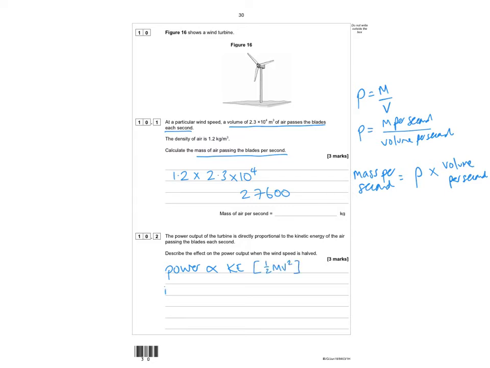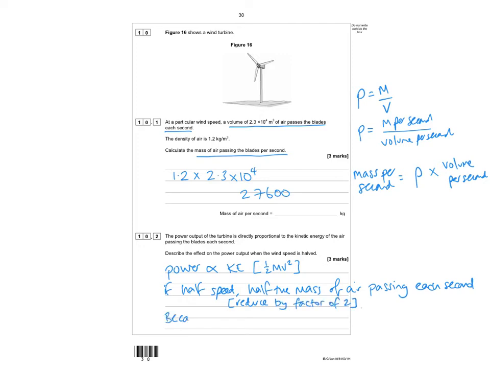So now, if you're travelling at half the speed, that means that you're only going to have half of the mass passing through per second. So the mass by itself will decrease by a factor of 1/2. But we're also going to reduce the speed or the velocity. Now that has a v squared term.